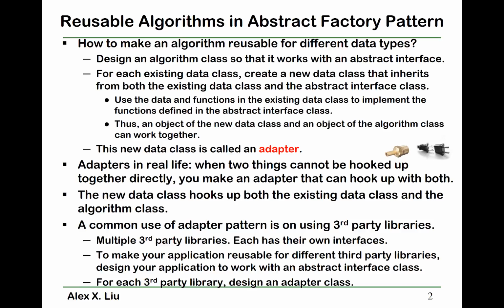And then we use the data and functions in the existing data class to implement the functions defined in the abstract interface class. In this way, an object of the new data class and an object of the algorithm class will be able to work together. So this new data class is called an adapter.